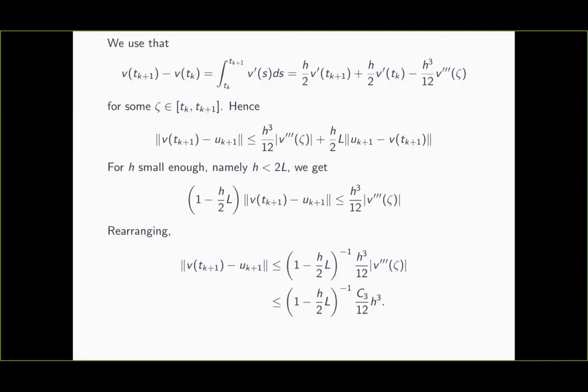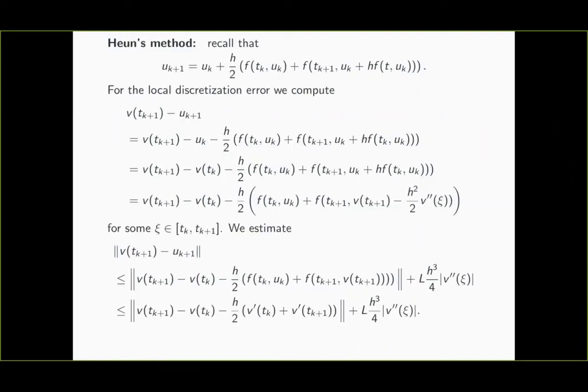Okay, again, what matters here is that we have this cubic power of h. And I would like to remark that terms like 1 minus h over 2 times L, inverse, are quite typical of error estimates of implicit methods. The Crank-Nicolson method is an implicit method based on the trapezoidal rule, and Heun's method is an explicit method based on the trapezoidal rule.